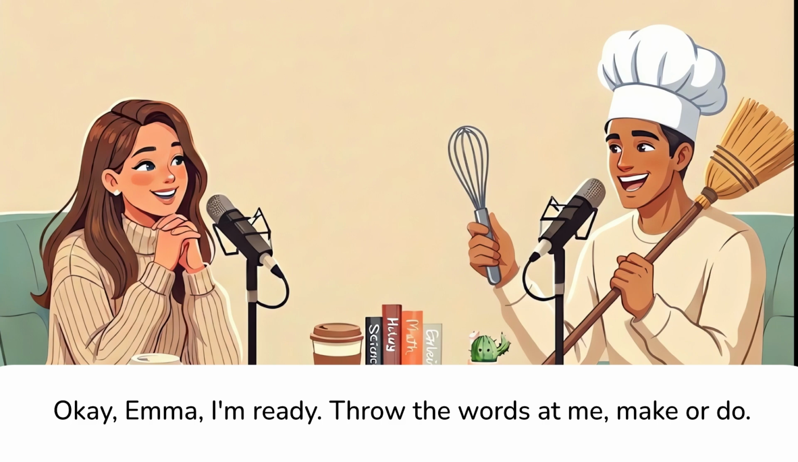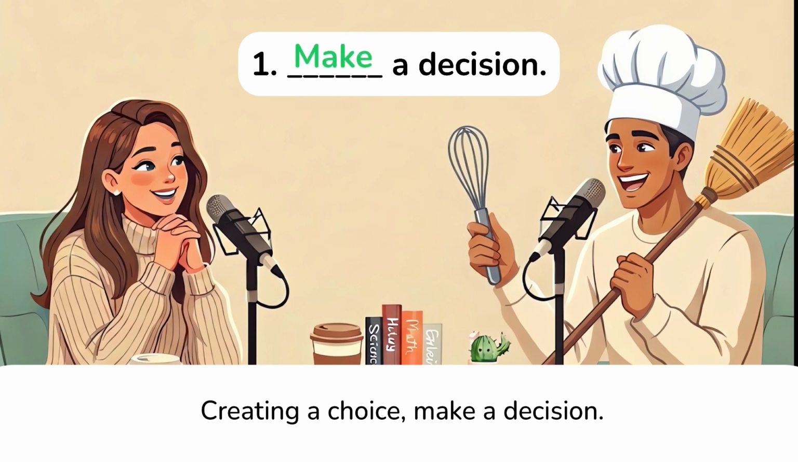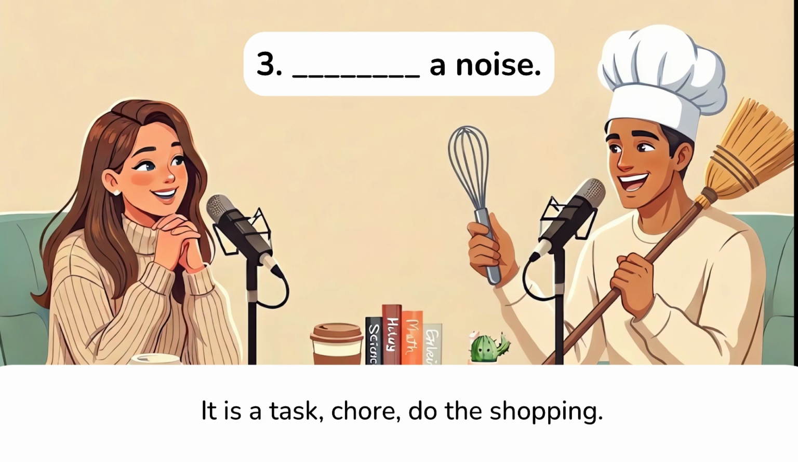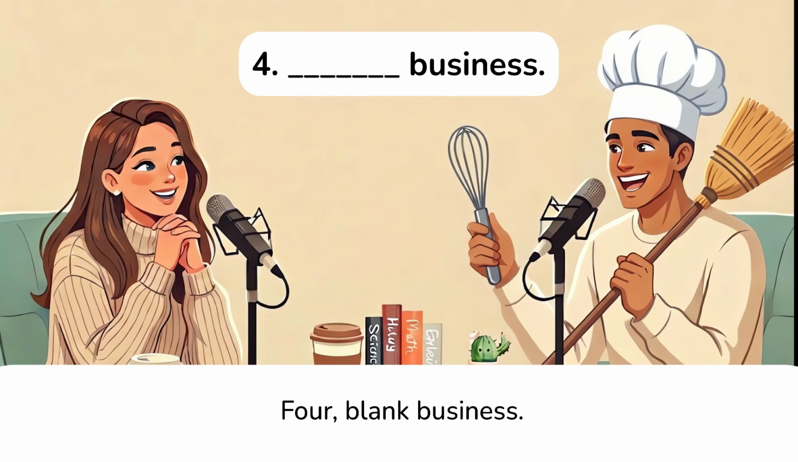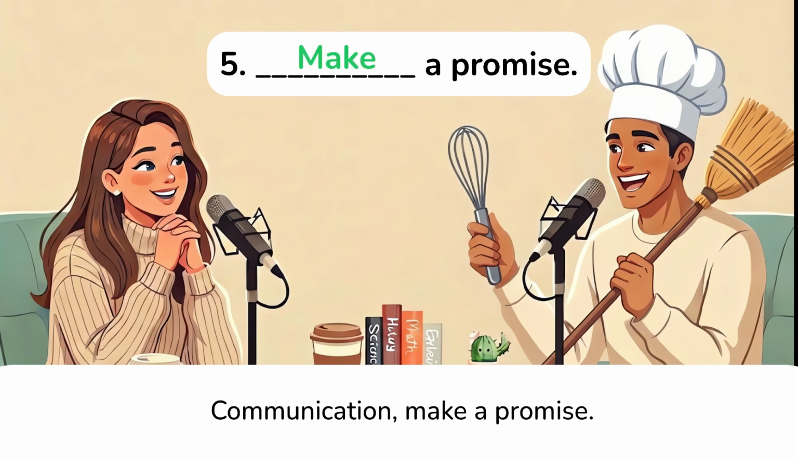Okay, Emma, I'm ready. Throw the words at me. Make or do? Okay. 1. Blank a decision. Creating a choice, make a decision. 2. Blank the shopping. It is a task, chore, do the shopping. 3. Blank a noise. Creating sound, make a noise. 4. Blank business. Working, do business. 5. Blank a promise. Communication, make a promise.